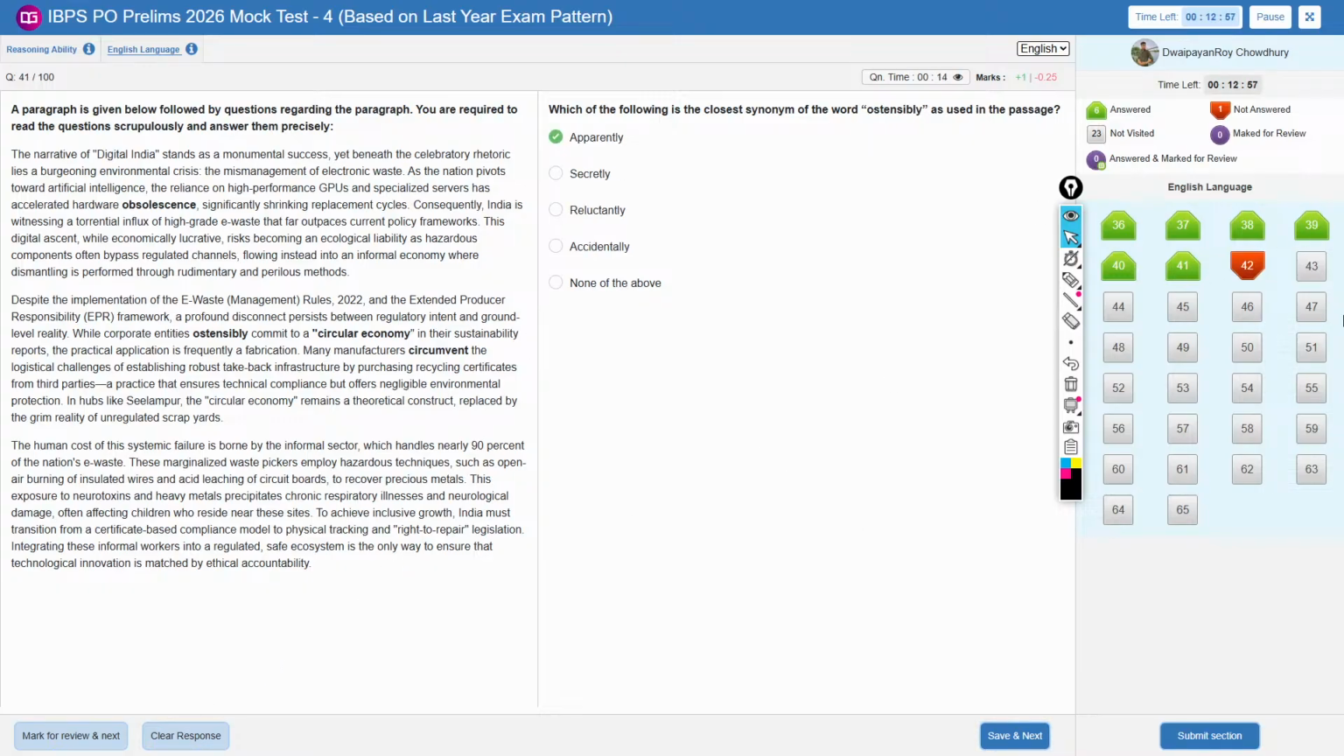So a synonym was asked, right? Circumvent. Many manufacturers circumvent the logistical challenges of establishing robust take-back infrastructure by purchasing recycling certificates. Circumvent means avoid. Then obsolescence. The reliance on high-performance GPUs and specialized servers has accelerated hardware obsolescence. Okay. No redundancy.